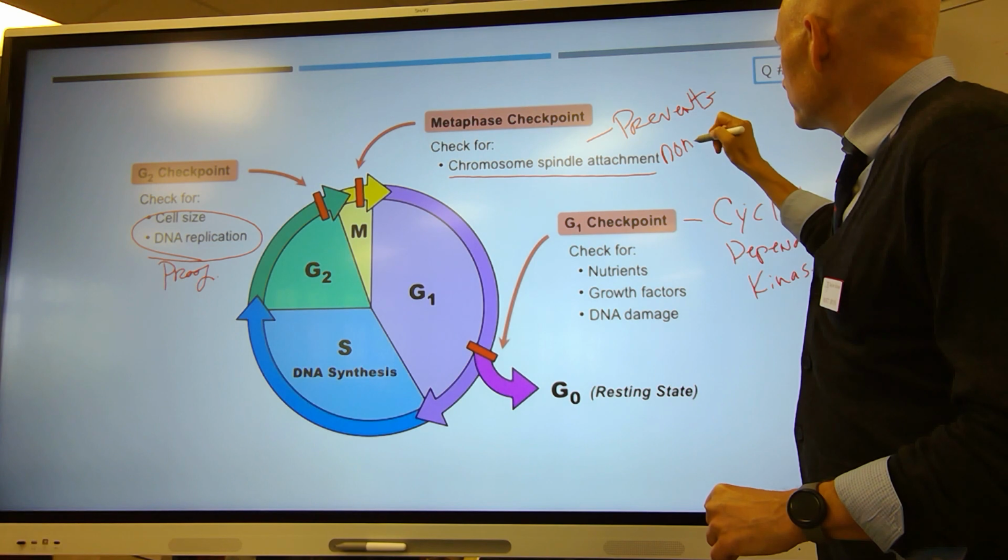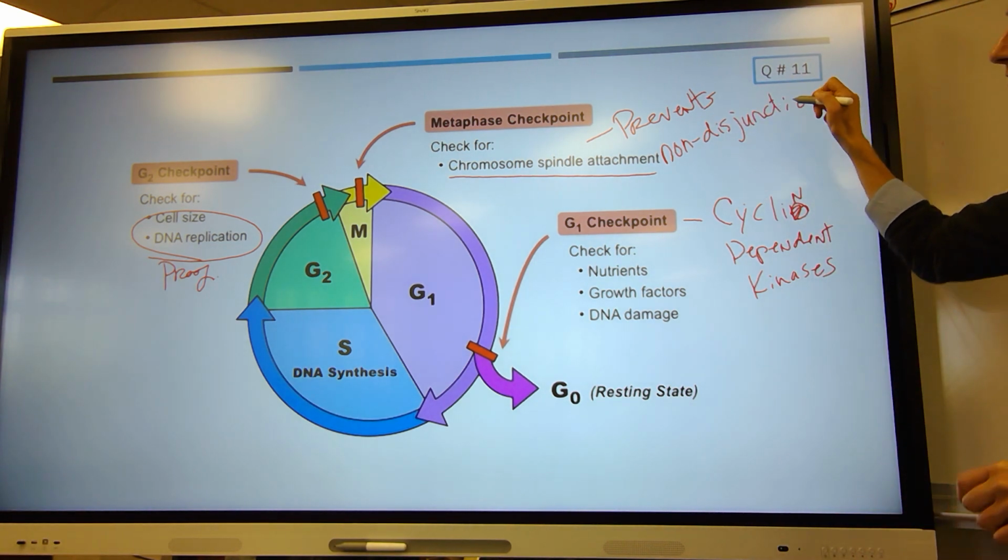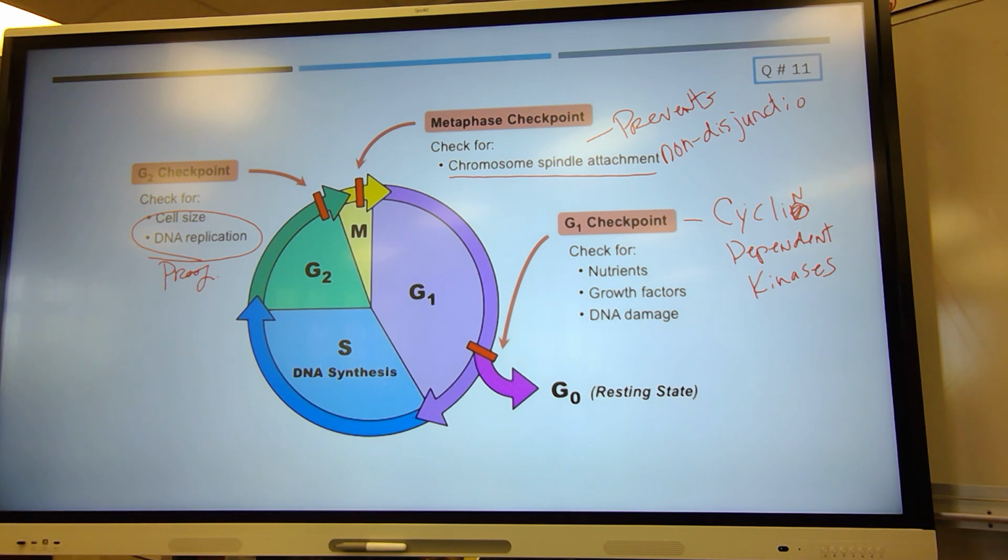What's non-disjunction? Right. So instead of separating, then they kind of get stuck together and go to one side.